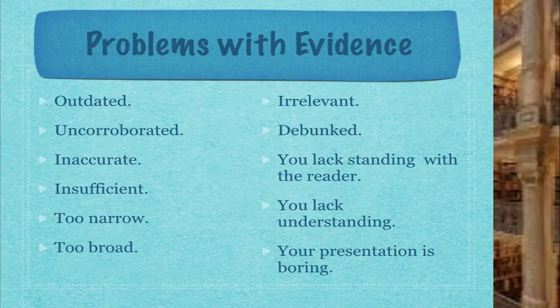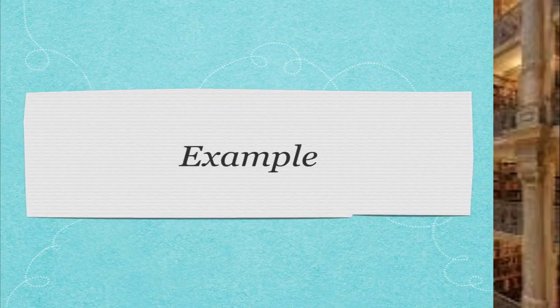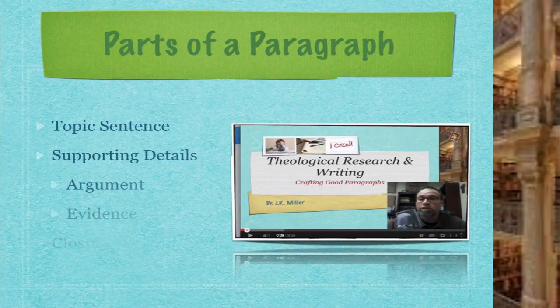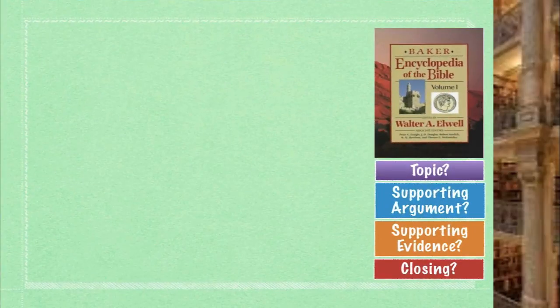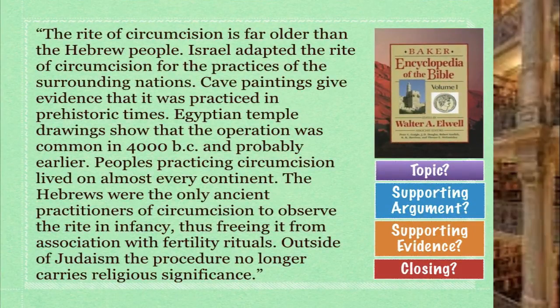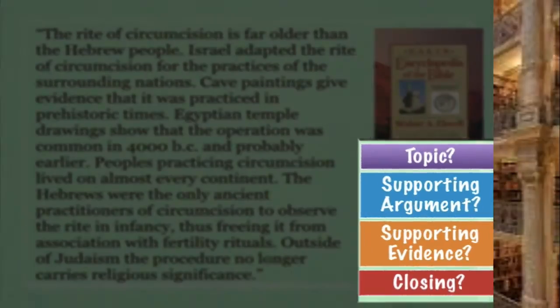Now, here's one example that we could look at. Again, let me remind you, we had the topic sentence, supporting details, which includes the argument and evidence, and a closing sentence. And we've talked in other videos, as I've presented ideas, on the idea of circumcision in the Old Testament. Now, let's take this simple paragraph that comes from the Encyclopedia of the Bible. And we're going to look at each of these four parts: the topic sentence, the supporting argument, supporting evidence, and the closing.